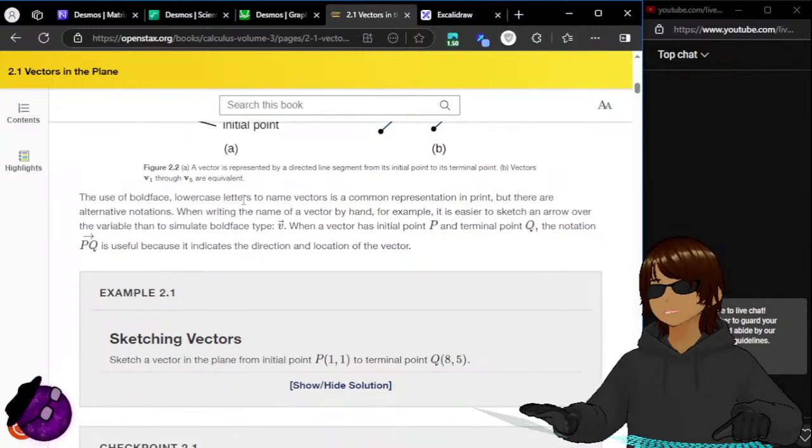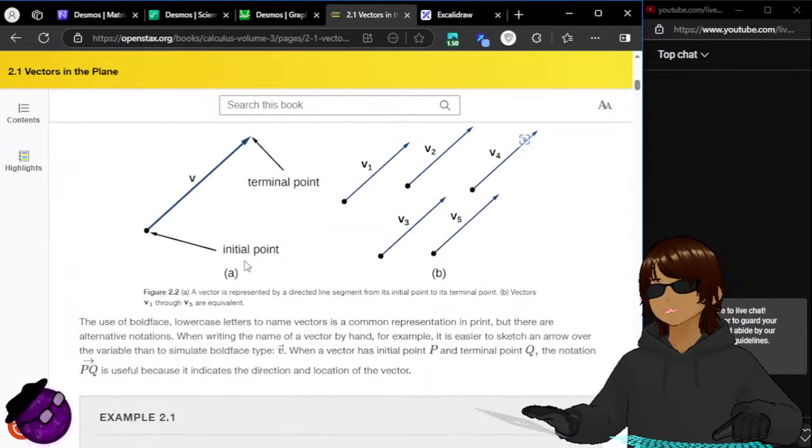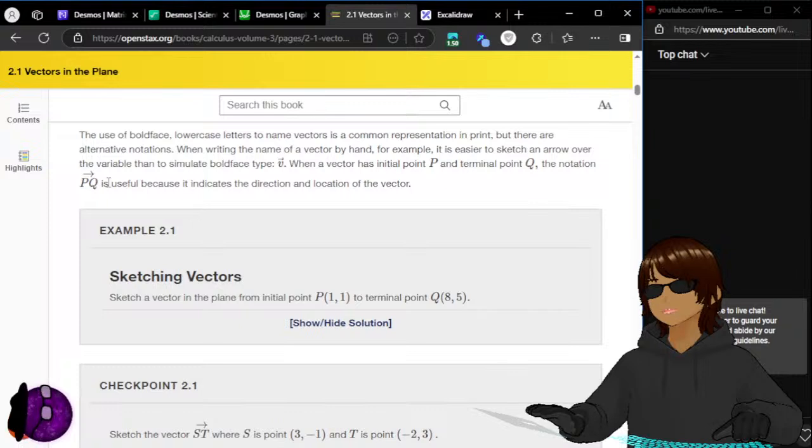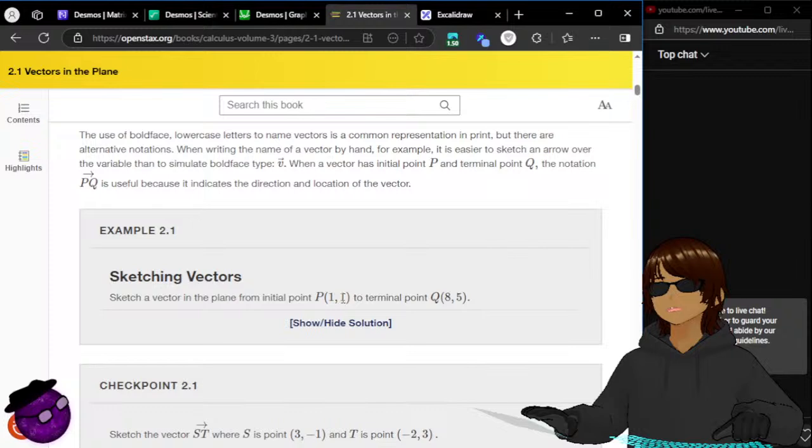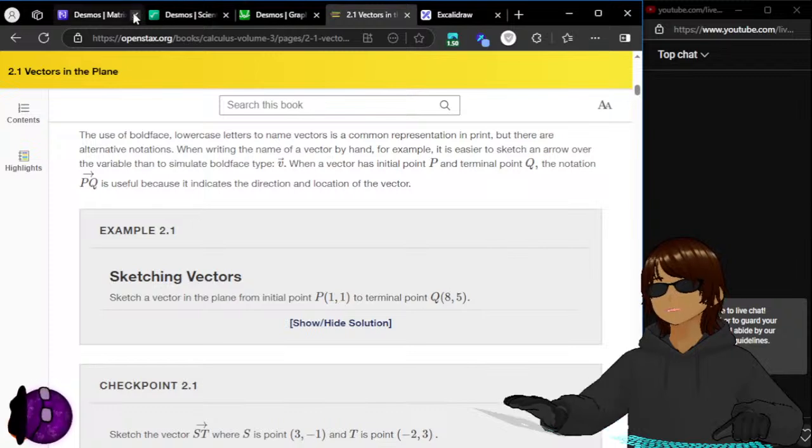The use of boldface lowercase letters to name vectors is a common representation in print, but there are alternative notations. When writing the name of a vector by hand, for example, it is easier to sketch an arrow over the variable than to simulate boldface type. So arrow v. When a vector has an initial point P and a terminal point Q, the notation PQ is useful because it indicates the direction and location of the vector. So sketch a vector in the plane from the initial point (1,1) to the terminal point (8,5).